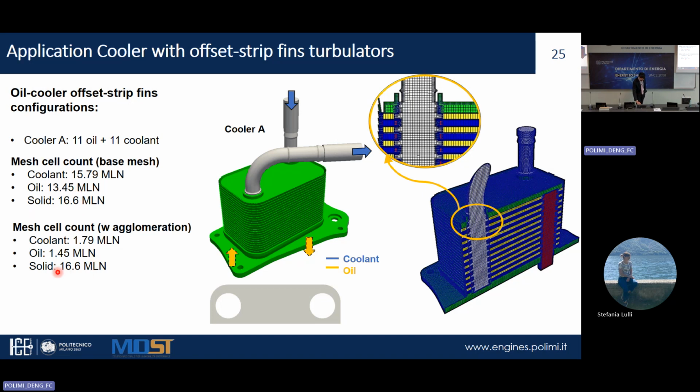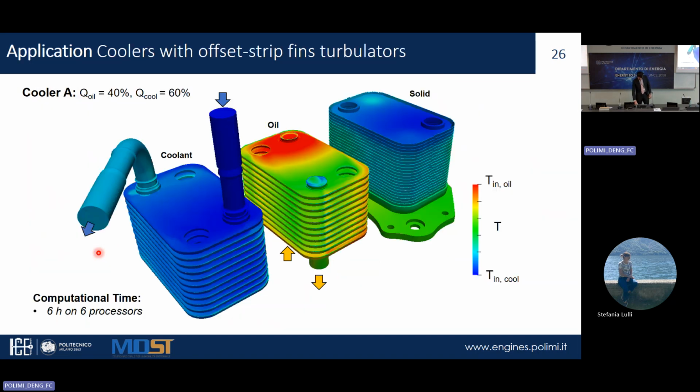Well, we end up with something that has for the solid the same resolution because we are not agglomerating that mesh. But for the coolant and for the oil, we have a significantly lower mesh. So this is an advantage in computational time, which allows us to perform the full-scale simulation. So we have the big picture of what is the heat transfer inside of the cooler. Okay, and here the computational time for a fixed point, so it's a steady-state simulation: obviously, we have 6 hours on 6 processors for this operating point.